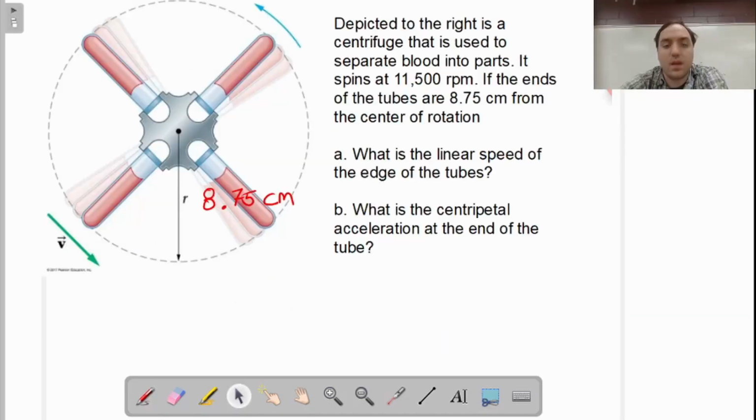A quick example of calculating centripetal acceleration. On the screen we have a picture of a centrifuge. It's used to spin and separate blood into parts. If it spins at 11,500 RPM, and the ends are 8.75 from center of rotation, what's the linear speed at the end of the tubes, and what's the centripetal acceleration at the end of the tube? Go ahead, calculate it, check back after you're done.